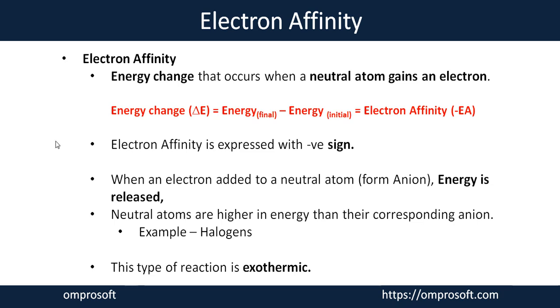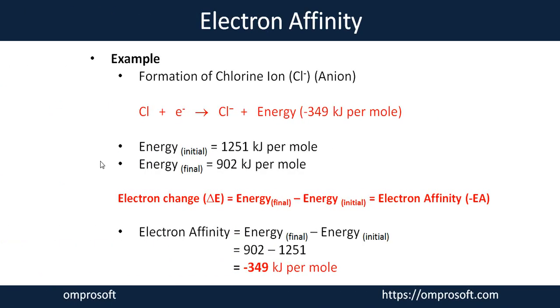Now I share with you one more example to give you a better understanding. Here we are going to look at the formation of the chloride ion, which is an anion. Here you have a chlorine atom. At the initial stage, chlorine has a high amount of energy. Like you can see here, the energy at the initial stage is 1251 kilojoule per mole.